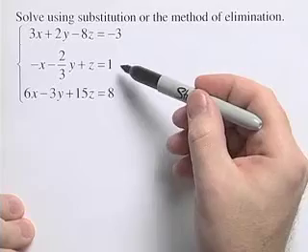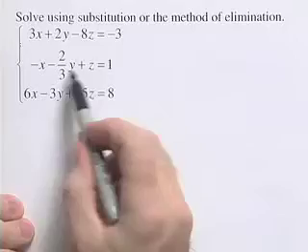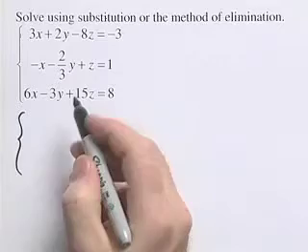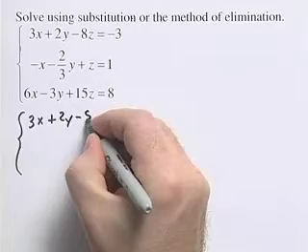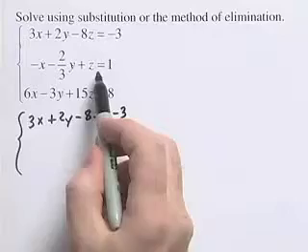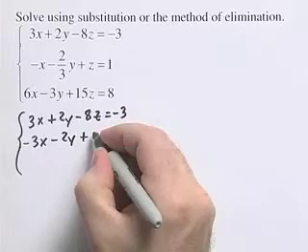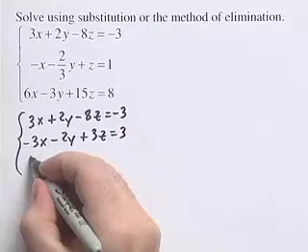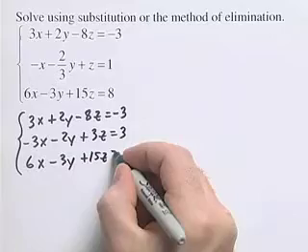First thing we'd like to do is, here in equation 2, get rid of the fractions so we can work with integers. To do that, we're going to multiply this equation by 3. That'll give us an equivalent system. We're not changing the first or third equations, so we rewrite those. 3x plus 2y minus 8z equals negative 3. Multiplying the second equation by 3, we'll have negative 3x minus 2y plus 3z equals 3. And again, we're just rewriting our third equation. We haven't changed that. 6x minus 3y plus 15z equals 8.